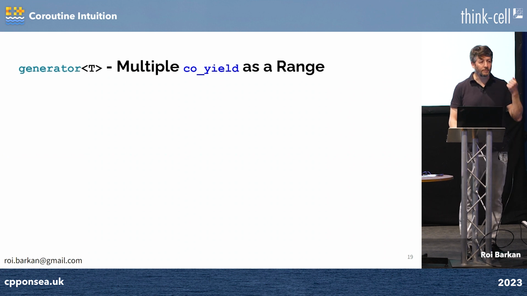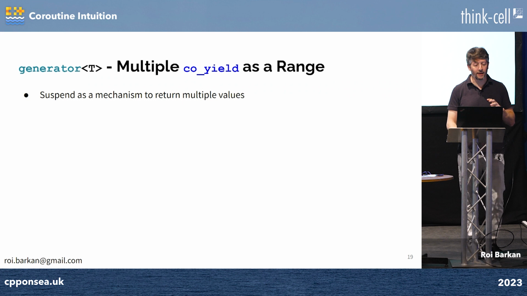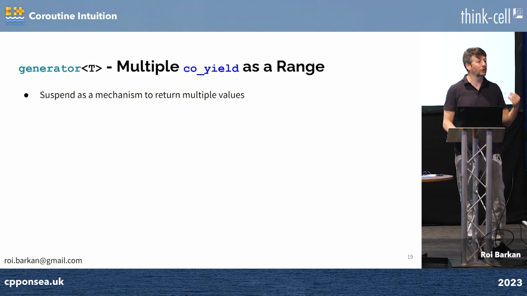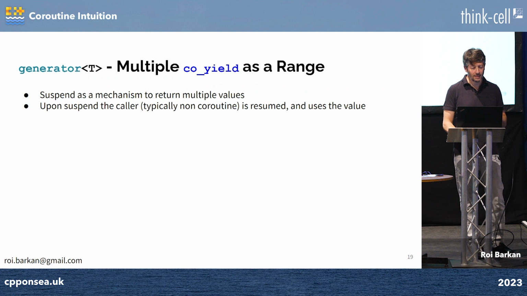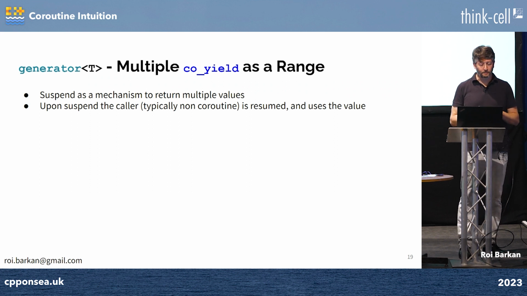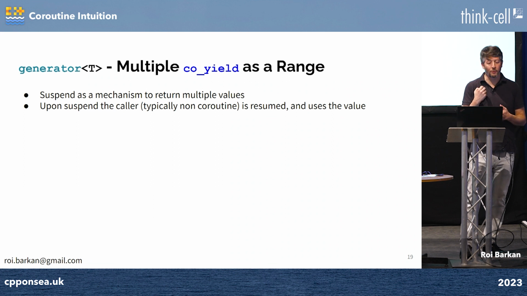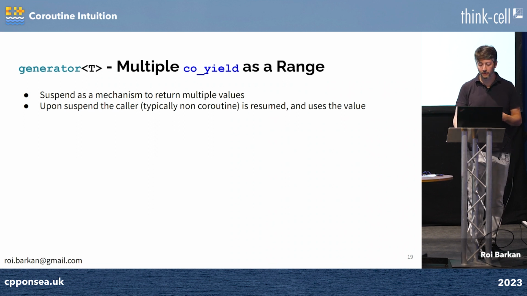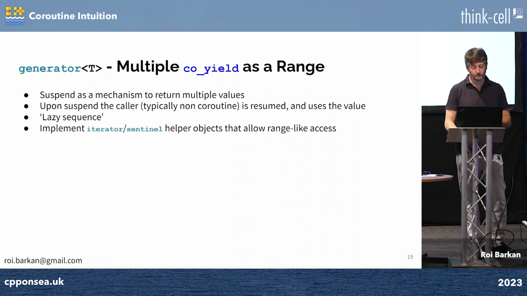So again, this is the abstraction of a function that calls co_yield many, many times, and looking at it as a range. So again, we're using the suspend mechanism as a way to return multiple values in a lazy fashion. And upon suspend, the caller, whoever called the generator, typically gets resumed, and the value that was last yielded by the coroutine will get passed to it. This is like a lazy sequence. And the generator will implement an iterator and a sentinel, as mentioned, to make this thing look like a range, where I can do range-based for loops on it, or apply range algorithms or range views on it.